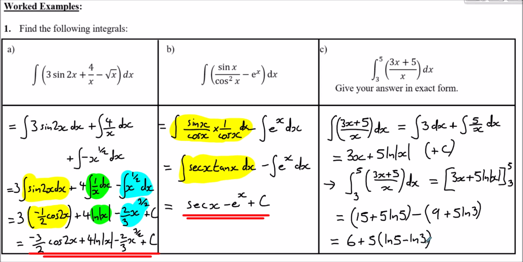So one final step to simplify, reminding ourselves of the laws of logs. I've got 6, of course, then 5 lots of ln 5 minus ln 3. Both are to the base e, so both are to the same log base, so I can combine these using the laws of logs into ln 5 divided by 3. So I've got 5 lots of ln of 5 over 3.